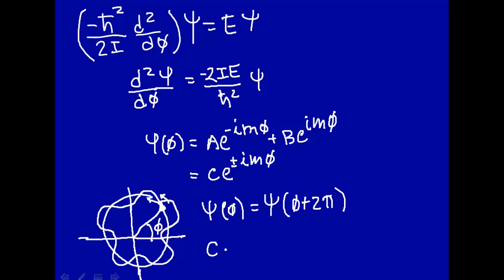All right, well, let's put in what psi is. So we want C e to the i m phi, and let's incorporate the plus or minus into m, so m can now be positive or negative. That's equal to C e to the i m, phi plus 2 pi. There's our boundary condition. The wave function has to be continuous right there. So let's cancel out C. E to the i m phi will cancel out. What we're left with is 1 equals e to the i m 2 pi.